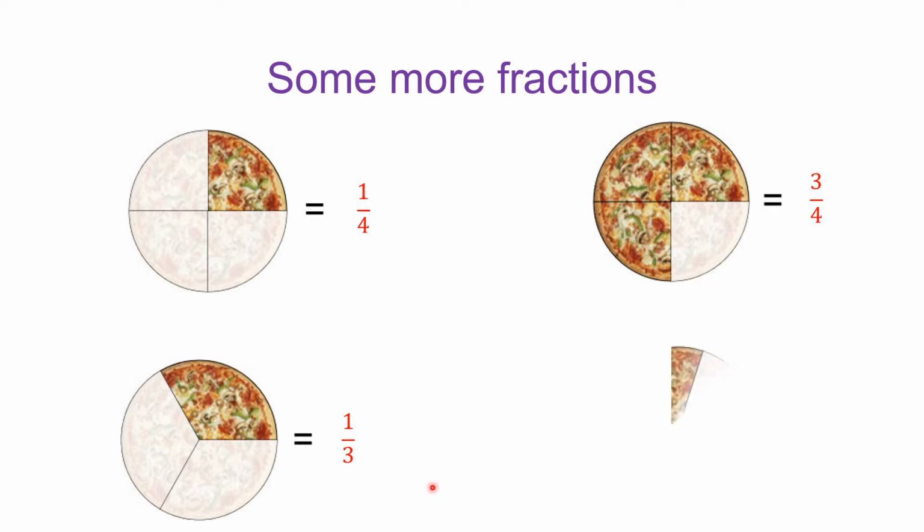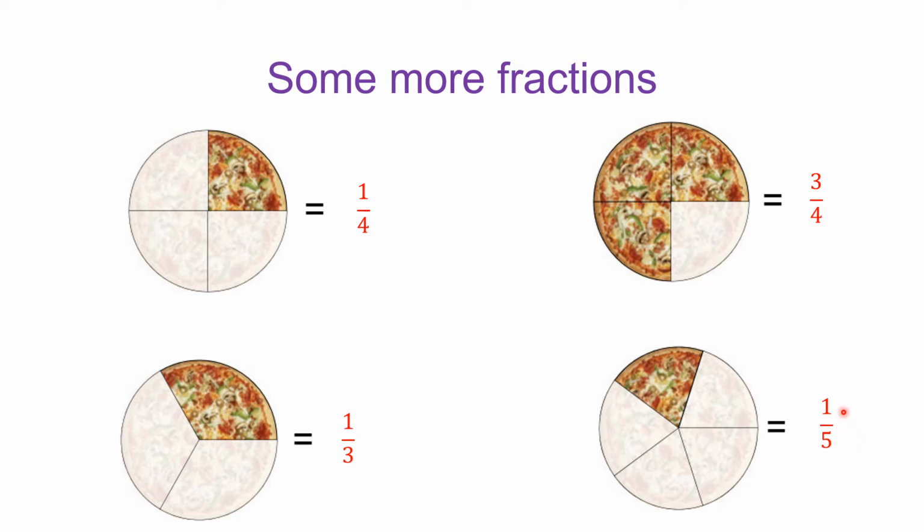Let us see another picture. Here it is divided into 5 equal parts. We can see only one part of the pizza. That is 1 out of 5 equal parts. So it can be written as a fraction 1 by 5.